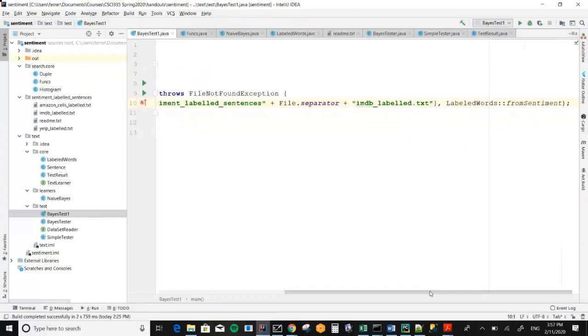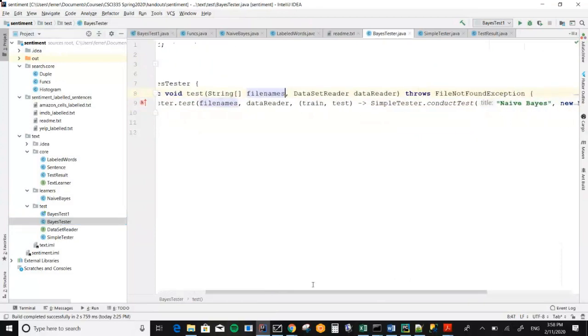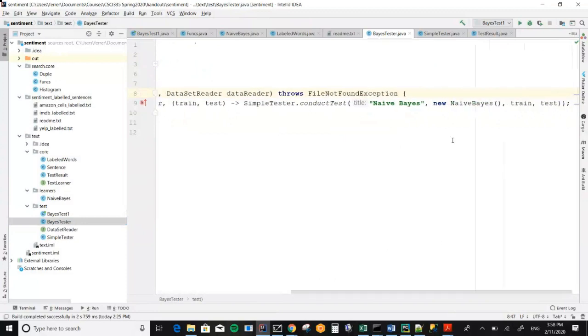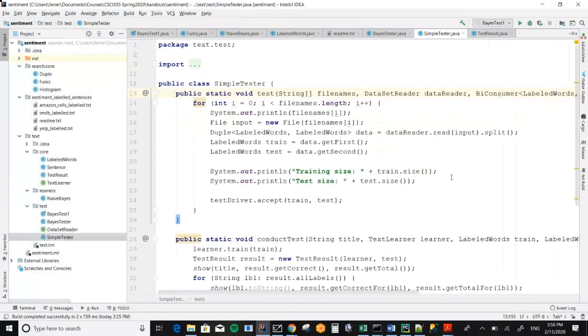Because in practice, machine learning engineers have to do that stuff all the time. And data comes in a bewildering array of formats. So Bayes tester calls this simple tester test method. You give it the array of file names, the data reader, that function, and then you tell it to conduct the test, and you give it the constructor call for the thing you're testing. And then it takes the training and test values and goes from there. Within simple tester, it'll actually take your data set and break it into training and testing parts for you on your behalf.